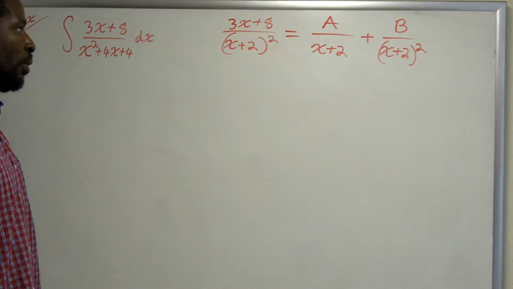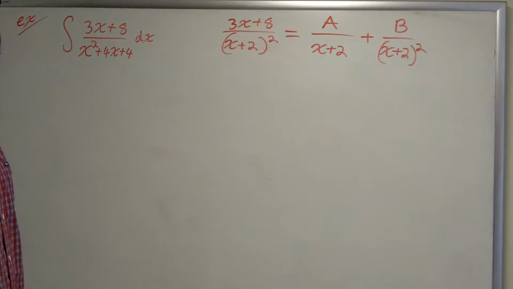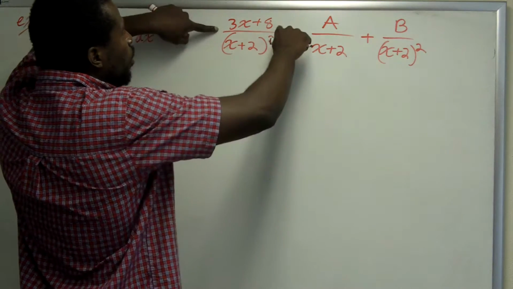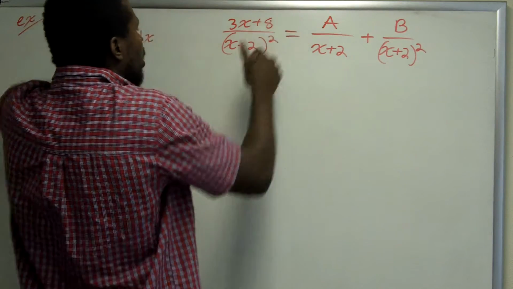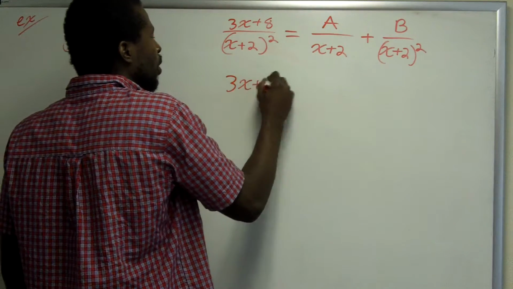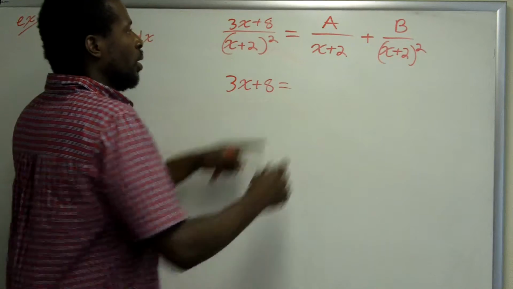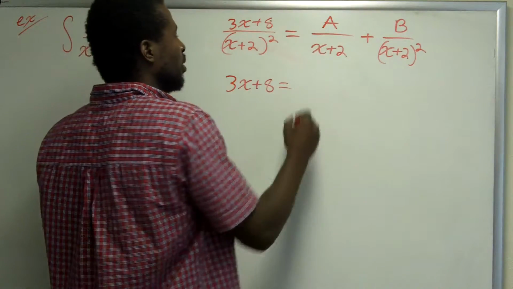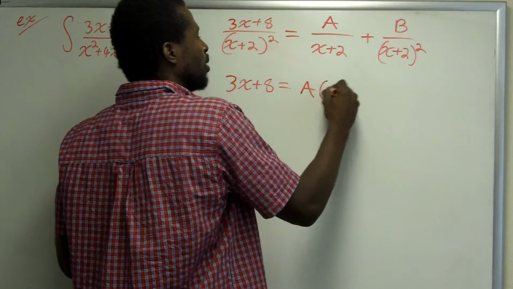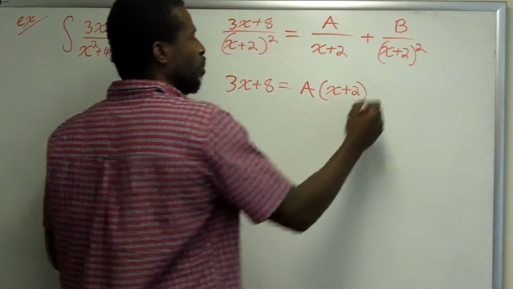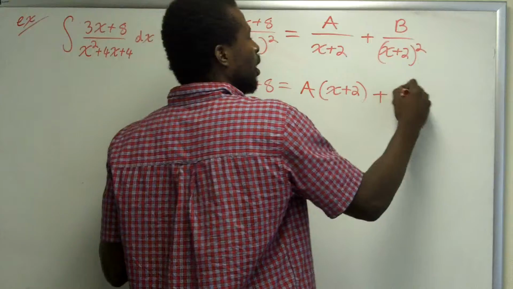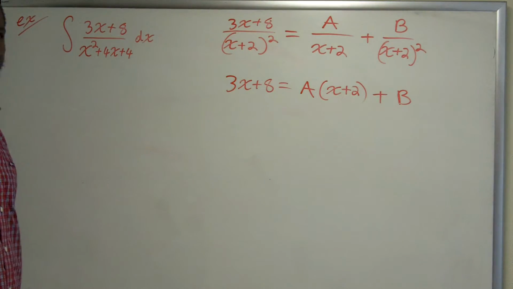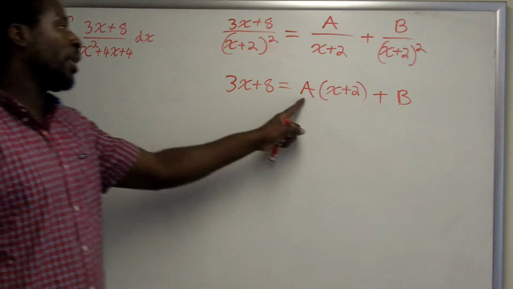Okay, that's great. Now, once again, we're going to multiply everything by the LCD. The LCD is (x plus 2) squared. If you multiply this by (x plus 2) squared, you're left with just 3x plus 8. If you multiply this by (x plus 2) squared, one of the factors of x plus 2 cancels, and you're left with A times (x plus 2). And if you multiply this by (x plus 2) squared, the only thing left over will be B. So we get this equation, and now I'm going to try to figure out what A and B are.